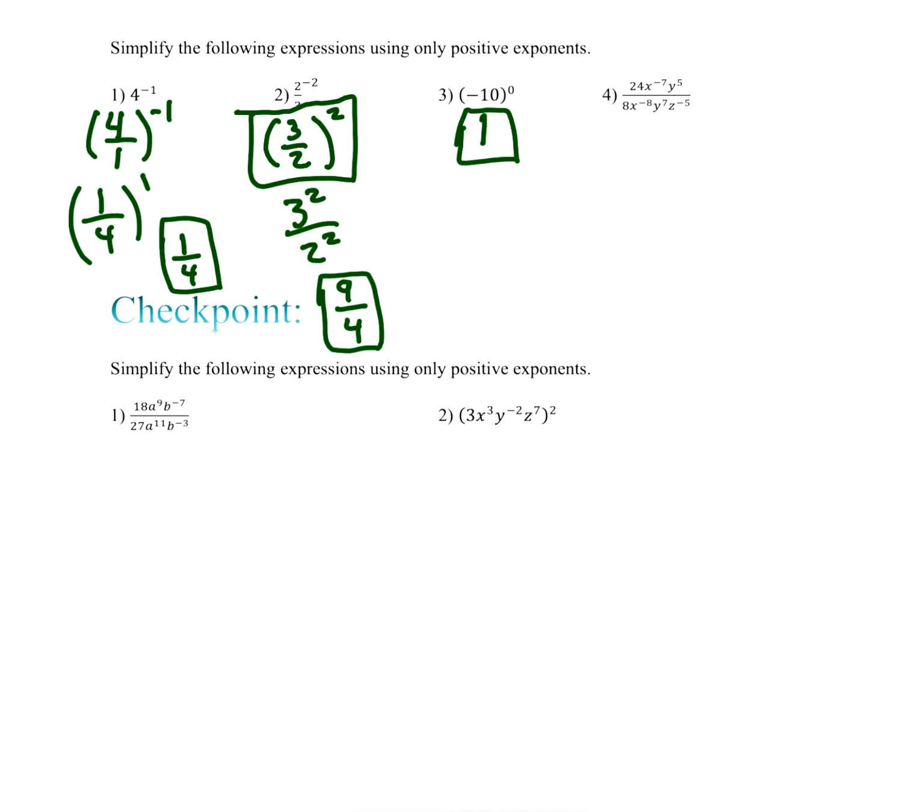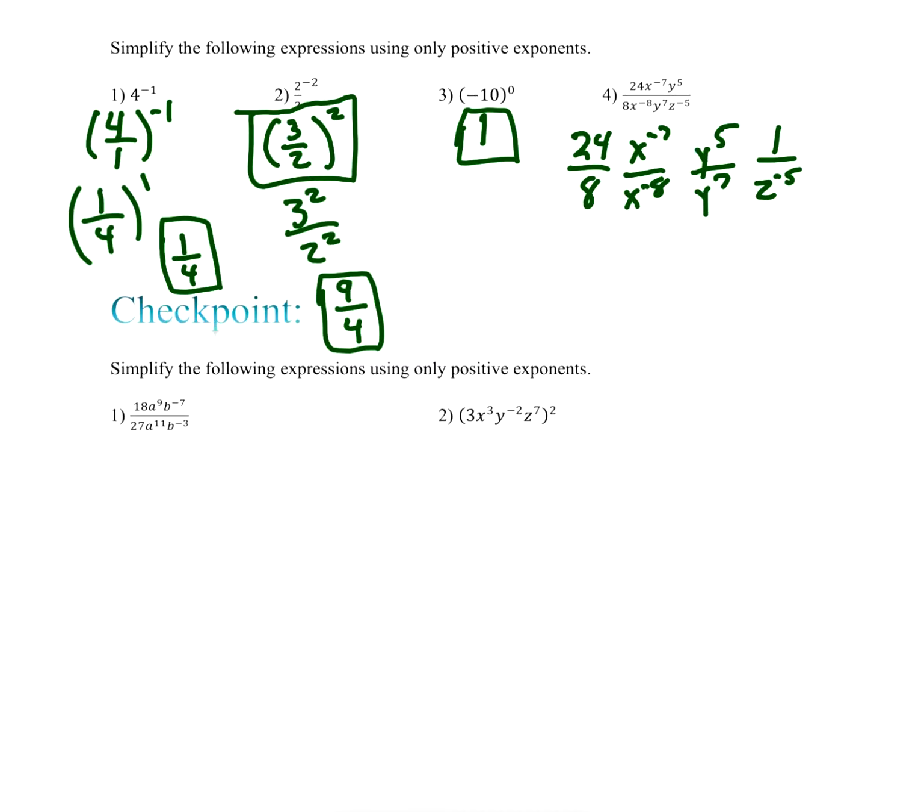That simple. And then 24, what I like to do with questions like 24 is I'm going to simplify it, or separate it into the like terms that I can simplify. So if I look at 24 and 8, that would be 24 divided by 8, times x to the negative 7th divided by x to the negative 8th. The y would be y to the 5th divided by y to the 7th. And then there's no z on the top, so that'd be 1 over z to the negative 5th. And I'm going to simplify each of those and then put it all together.